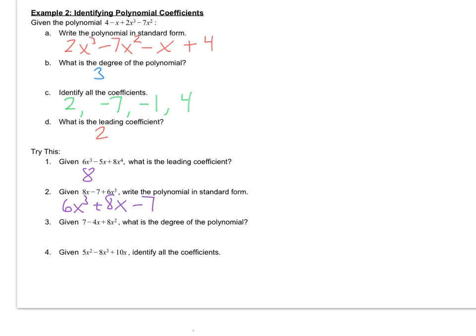In number 3, the degree of the polynomial, that's going to be our biggest exponent, which is 2. And in number 4, identifying our coefficients, all those numbers in front would be 5, negative 8, and 10.